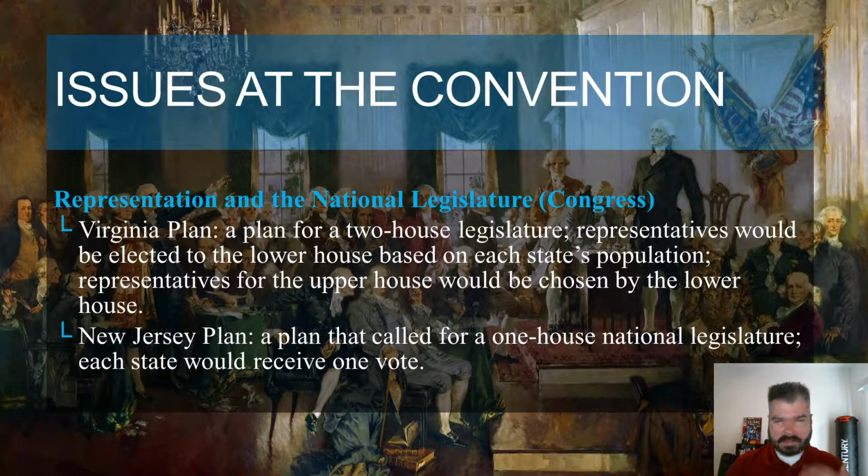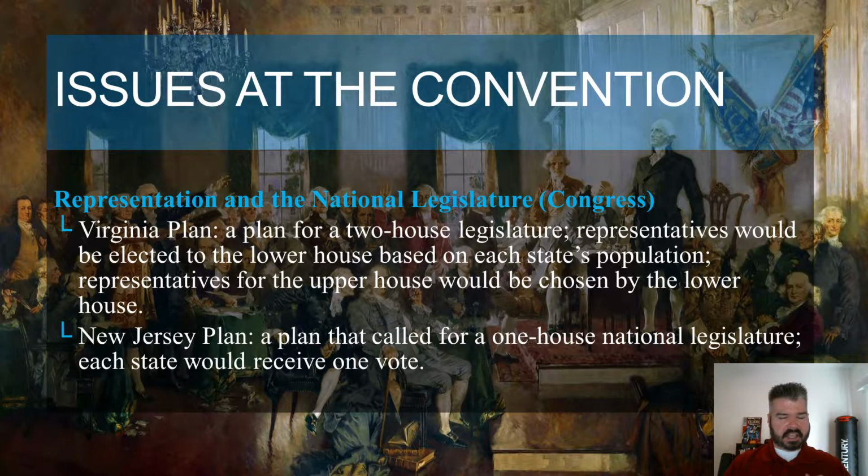Anyways, so some issues at the convention, right? Representation in the national legislature, that is the U.S. Congress. This was a huge debate, right? Because we're literally talking about how representation is going to be done. So we had the Virginia plan, which was a plan for a two-house legislature. That means a two-chamber legislature. Representatives would be elected to the lower house based on each state's population, and representatives for the upper house would be chosen by the lower house.